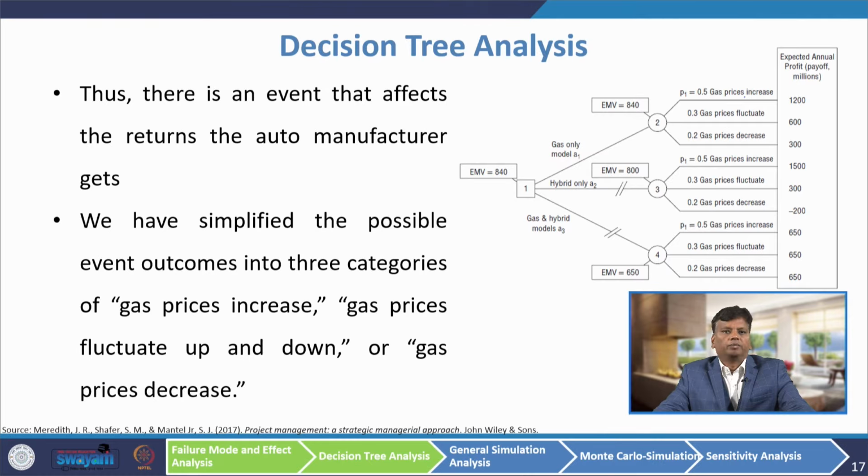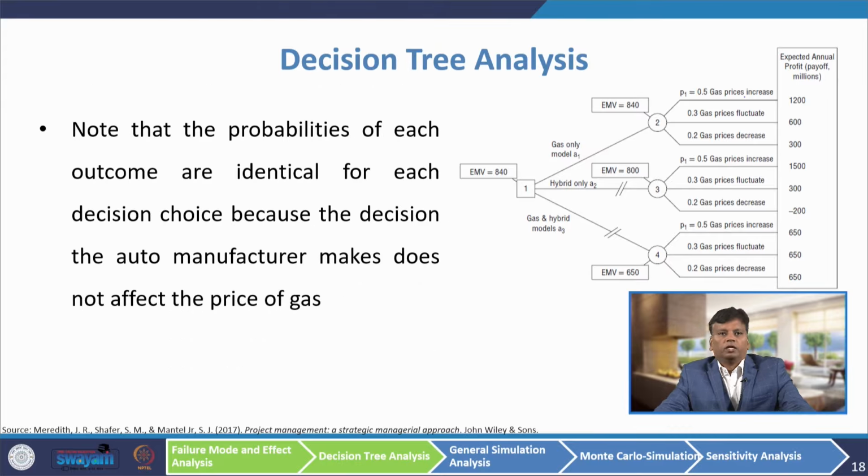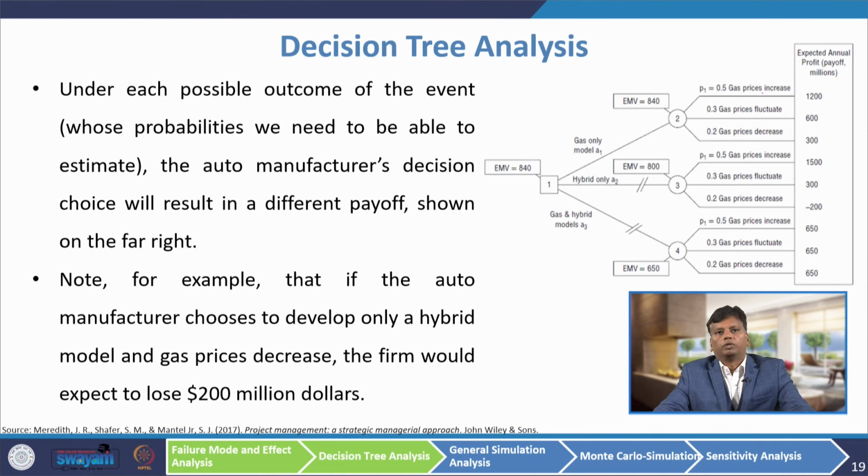So, we have simplified the possible event outcomes into three categories. The first one is gas price increases, then gas price fluctuates up and down. The third one is the gas price decreases. Note that the probabilities of each outcome are identical for each decision choice, because the decision the auto manufacturer makes does not affect the price of the gas. Under each possible outcome of the event, the auto manufacturer's decision choice will result in a different payoff shown on the extreme right. So, for example, 1200, 800 and so on.